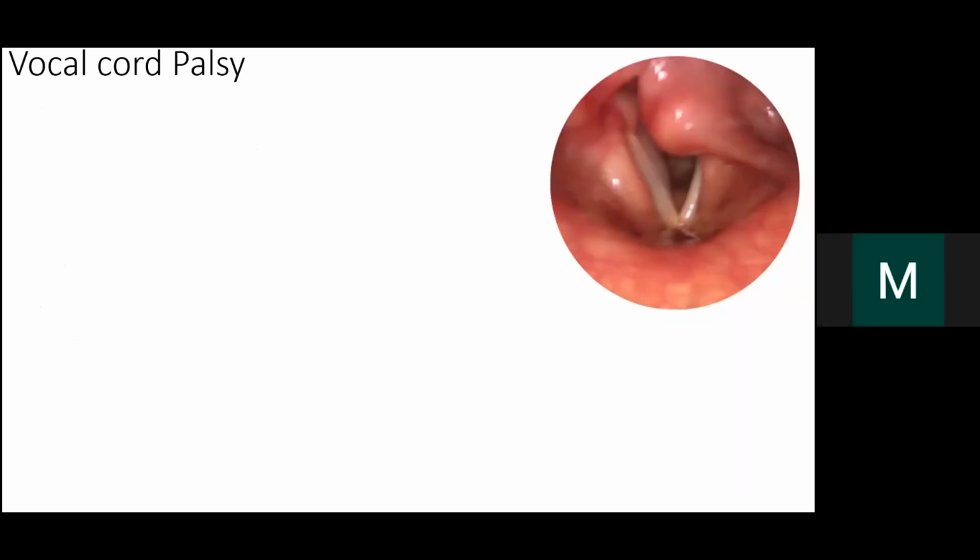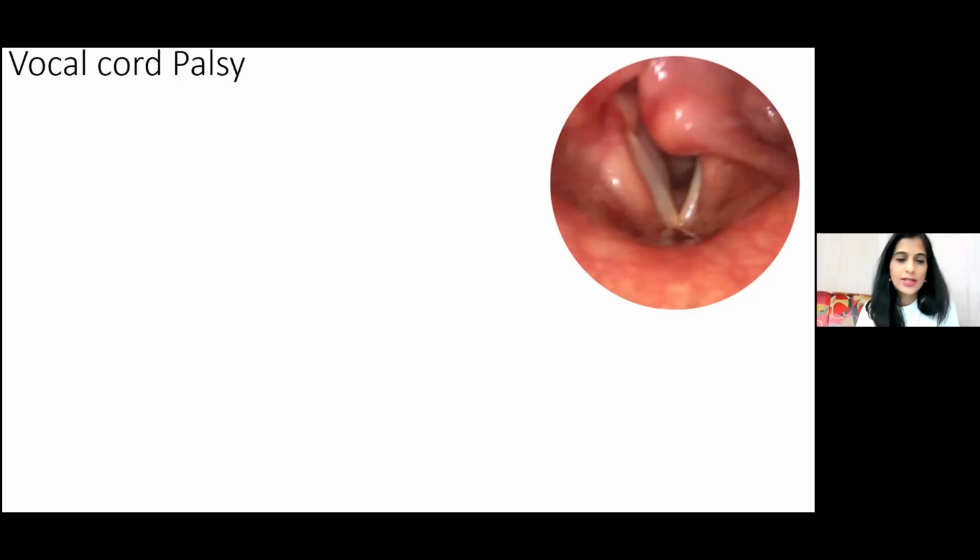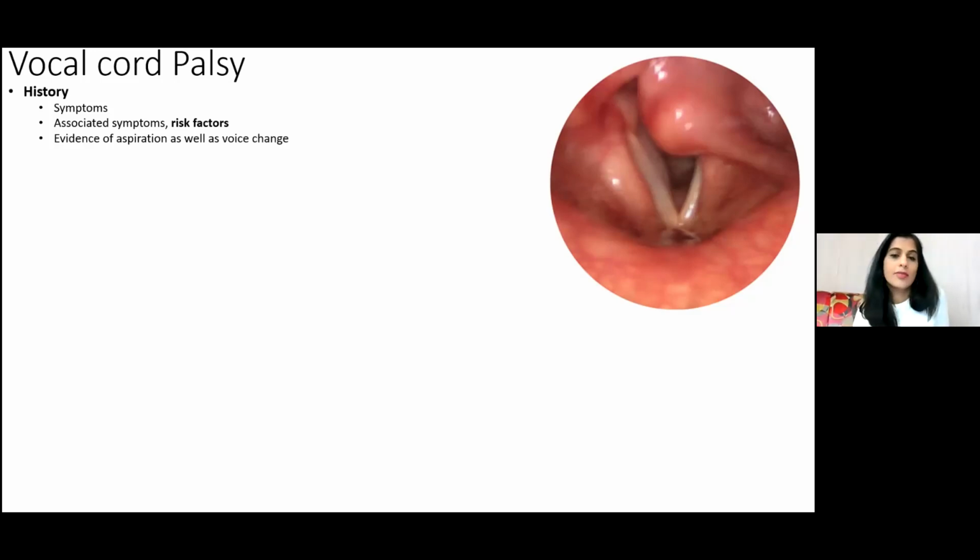And then the next patient we could look at is the vocal cord palsy. It's very important to ask about risk factors and associated symptoms. Particularly, we're talking about things to do with aspiration, and not just voice change. And then risk factors related to any reason they might have another malignancy, a non-head and neck malignancy, particularly lung and bronchial.